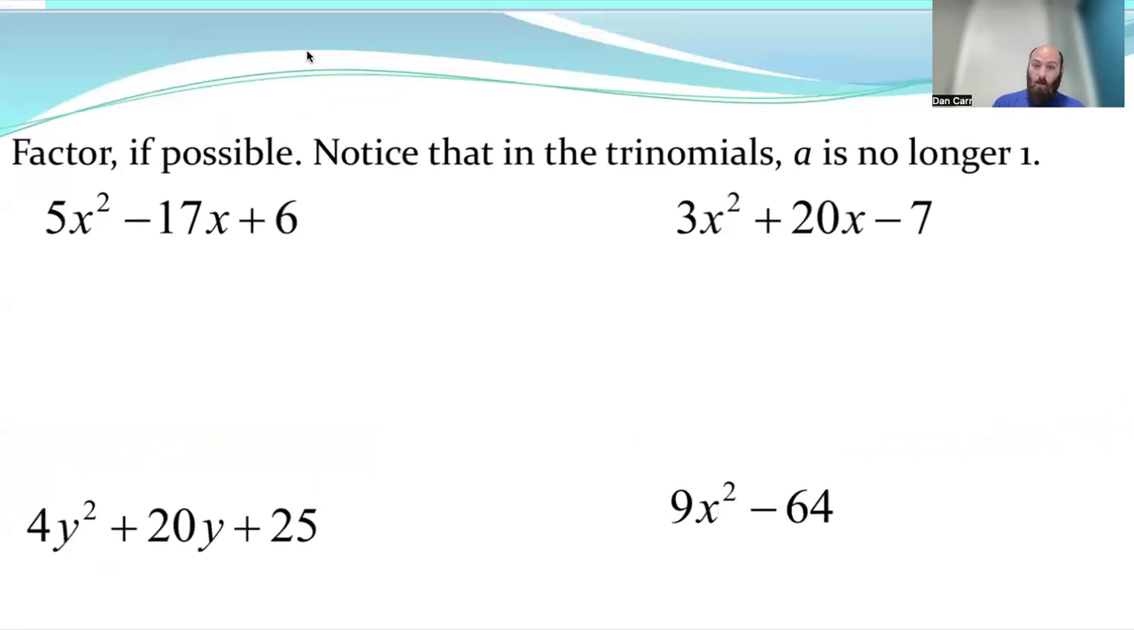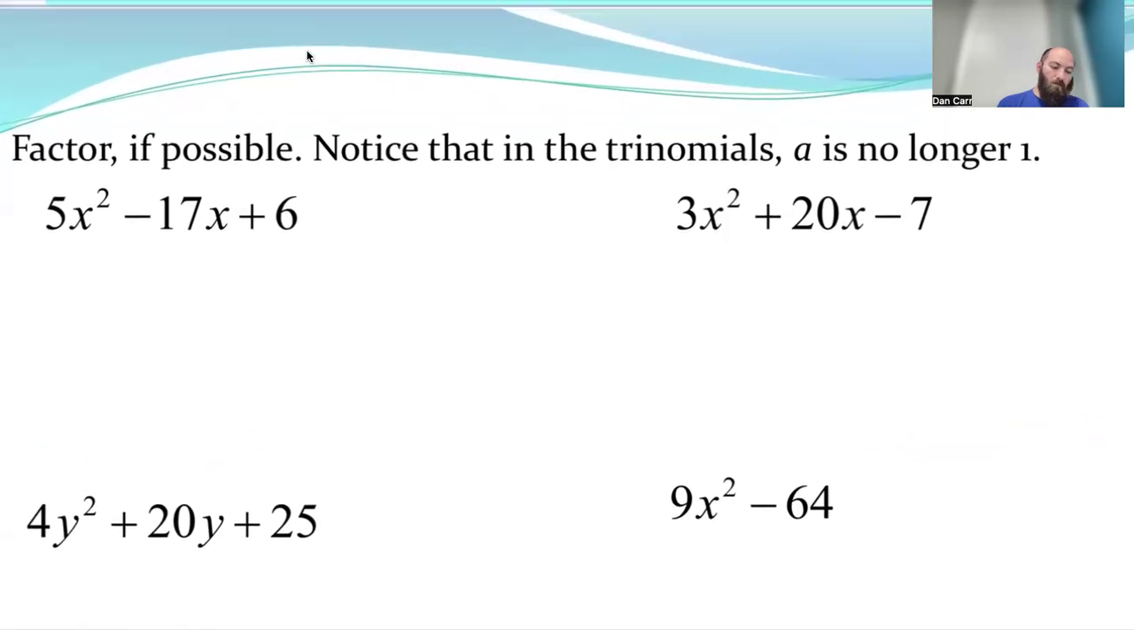So remember, if a is no longer 1, we have a couple options. We have guess and check. For example, I'm going to pick one that's going to be easier for guess and check. I'm going to pick this one right here. Guess and check is very easy here because when I look at how this can split up, 3x squared only has one option. It is 3x and x. Negative 7 only has one option. It's a positive and a negative 7 and 1.